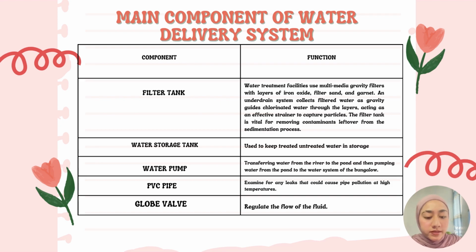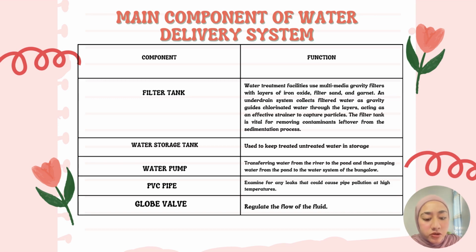Function of the filter tank: water treatment facilities use multimedia gravity filters with layers of iron oxide, filter sand and garnet. An underdrain system collects filtered water as gravity guides chlorinated water through the layers, acting as an effective strainer to capture particles. The filter tank is vital for removing contaminants left over from the sedimentation process.